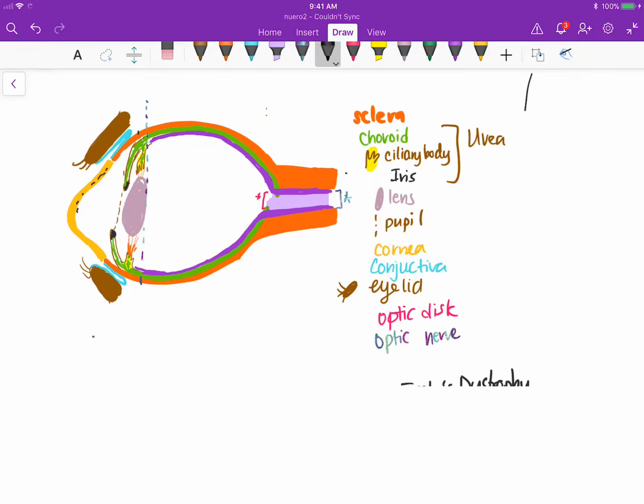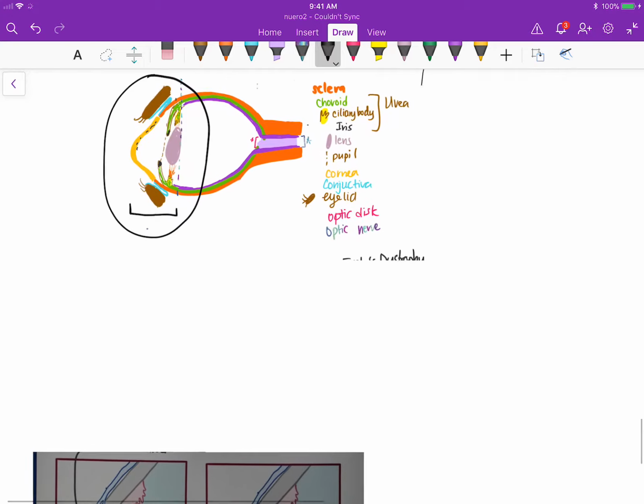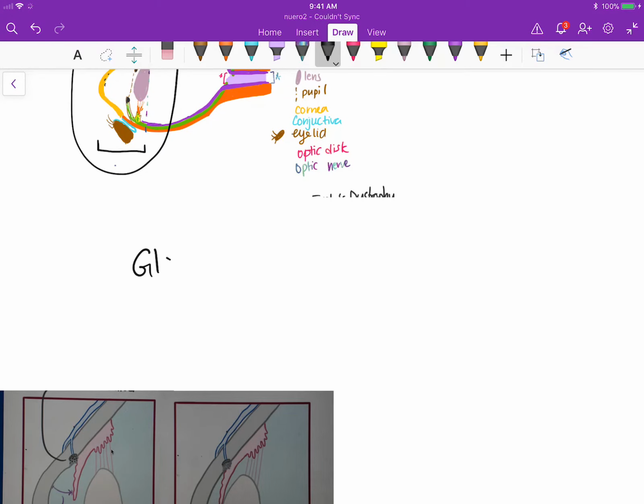All right, so we're going to talk about glaucoma and different diseases in the anterior chamber of the eye. The first thing we're going to talk about is the anterior chamber, this part right here. We're going to talk about two diseases in this part of the eye. One of them is glaucoma.